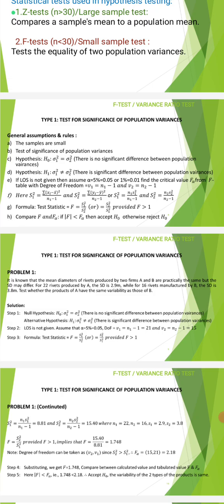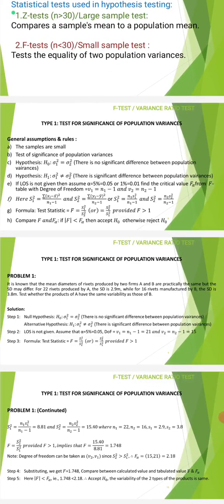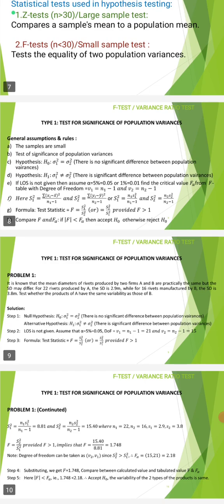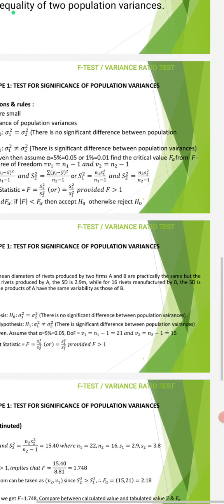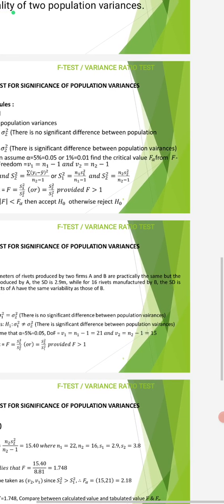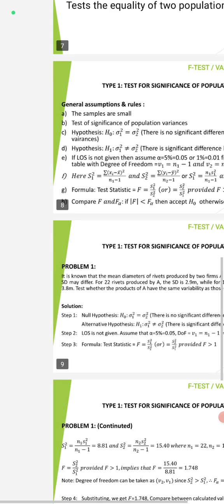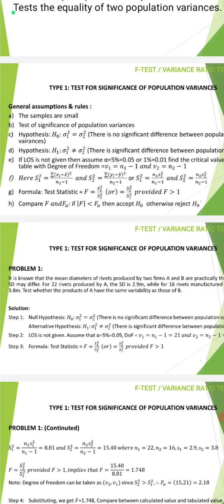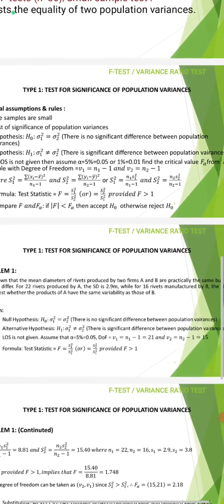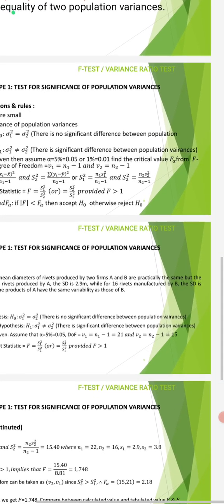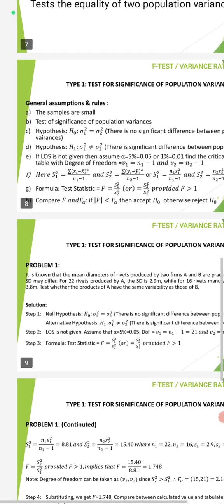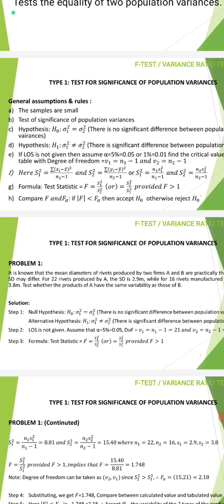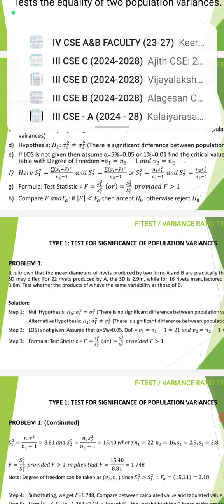The next, problem 1. It is known that the mean diameter of rivets produced by two firms A and B are practically the same, but the standard deviation may differ. For 22 rivets produced by A, the standard deviation is 2.9 mm, while for 16 rivets manufactured by B, the standard deviation is 3.8 mm. Test whether the product A has the same variability as that of B.